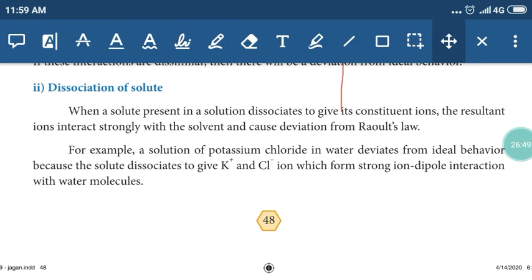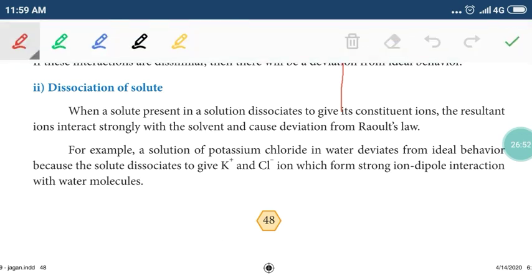Next, dissociation of solute. If a solute is added, it will dissociate into constituent ions. The ions will interact with the solvent, and again the solution will deviate. Take potassium chloride. When potassium chloride is added to water, it will separate into K plus and Cl minus. Then these will interact with the solvent. Water is a dipole molecule, and these ions will have an attraction with the dipole. So there will be a strong ion-dipole interaction, and the solution will deviate from ideal behavior.